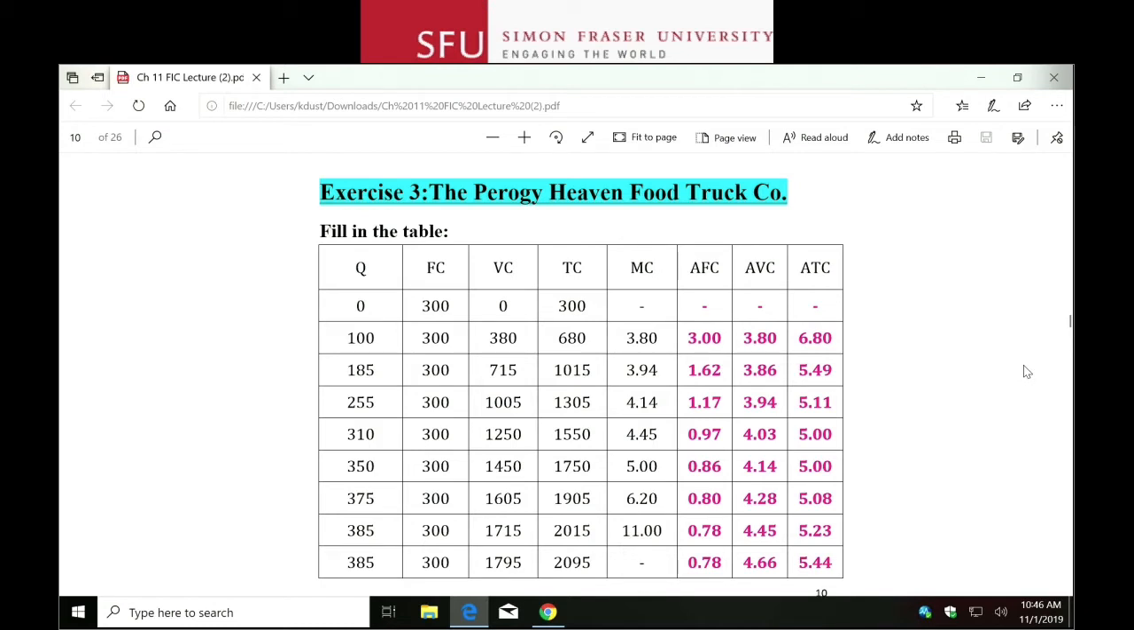So the spreading effect means the down of the average fixed cost is bigger than the up of the average variable. And so the net effect is that the average total cost goes down. So where does it go down? It's going down, down, down, down to here. Okay, so that would be the quantity up to 310.